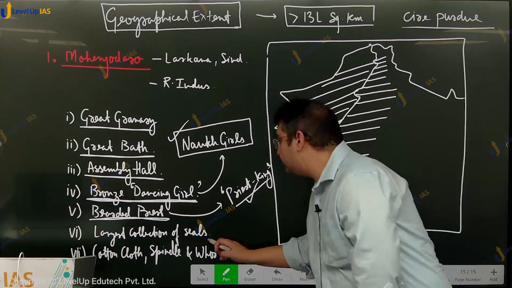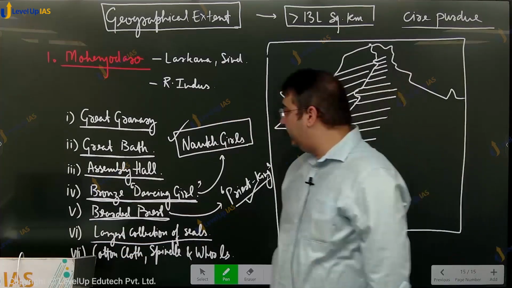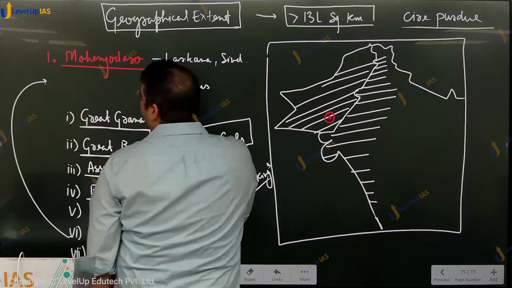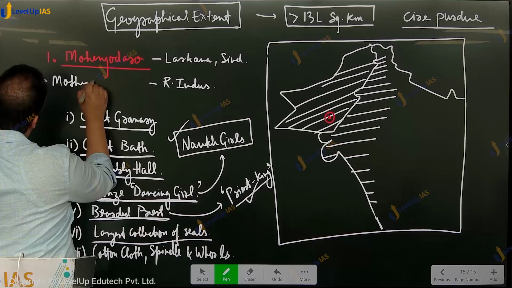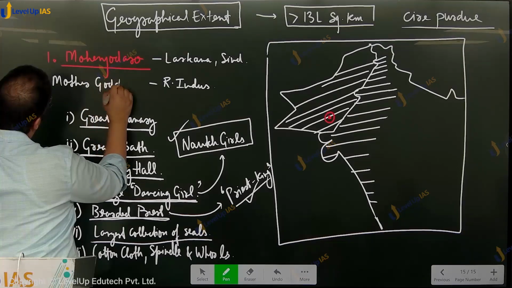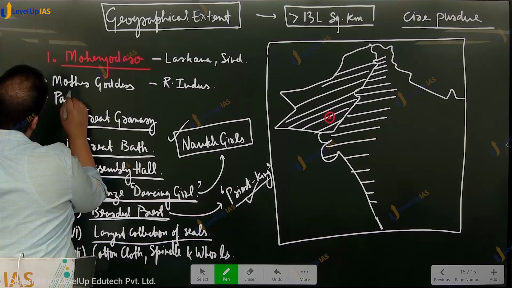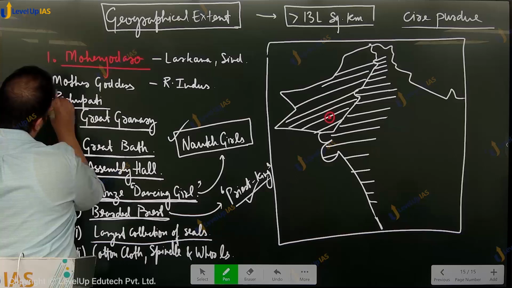Then from Mohenjo-daro we have found the largest collection of seals, right? Including the two most famous ones. कौन से? The Mother Goddess seal and the Pashupati seal.